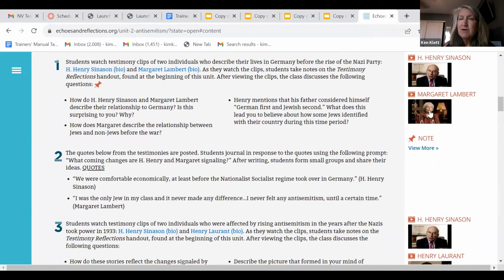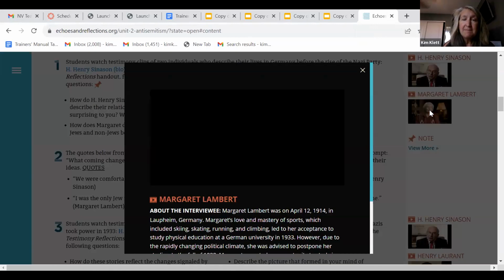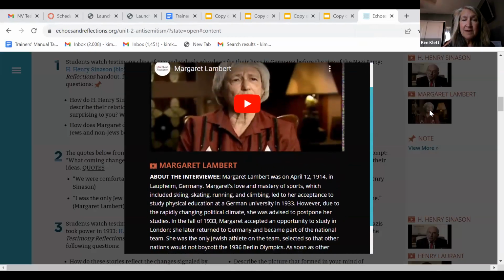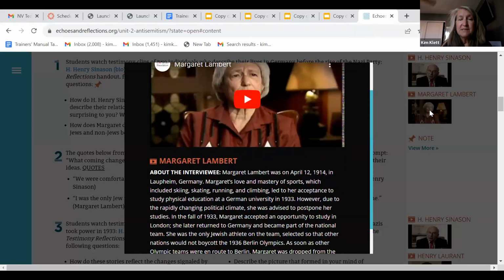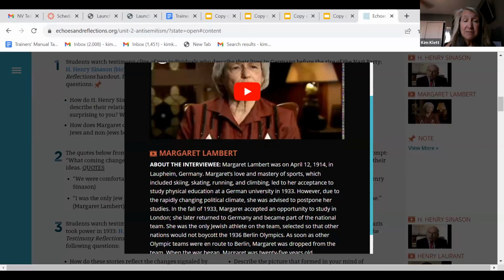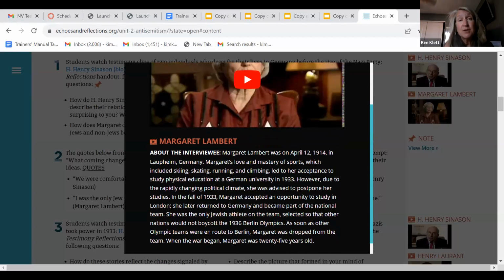I'm going to start with Margaret Lambert. They always have a brief bio here that tells a little bit about the person, and I always read these to my students. She was born in 1914 in Lappheim, Germany. She loved sports. It lists all the sports that she did. She was accepted to study physical education at a German university in 1933. But because of the rapidly changing political climate, she was advised to postpone those studies. In the fall of 33, she accepted an opportunity to study in London.